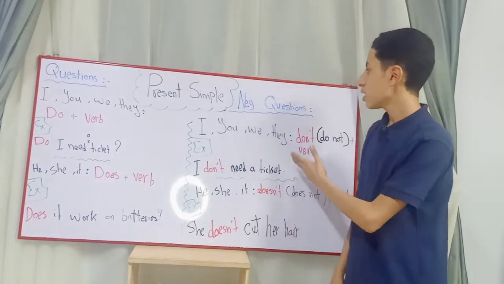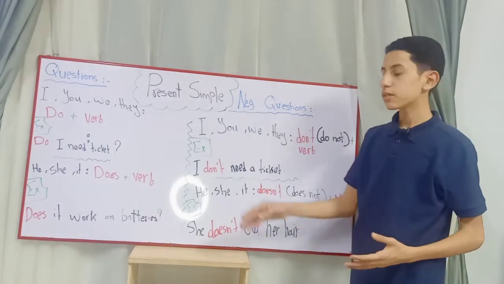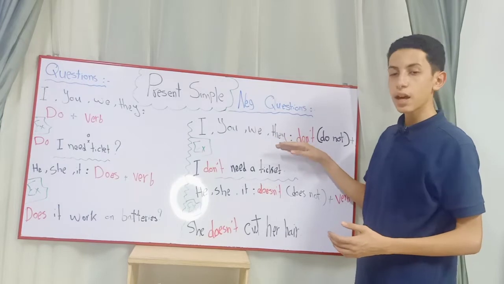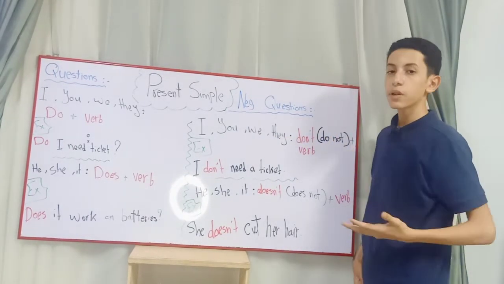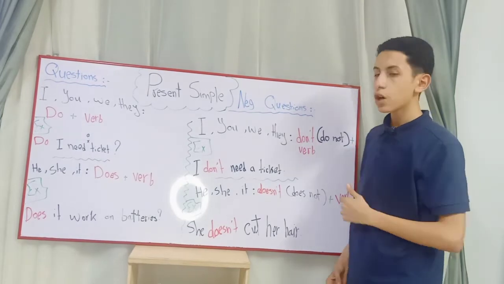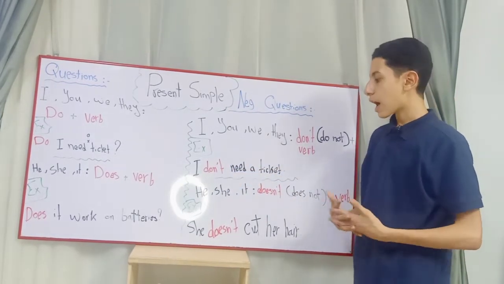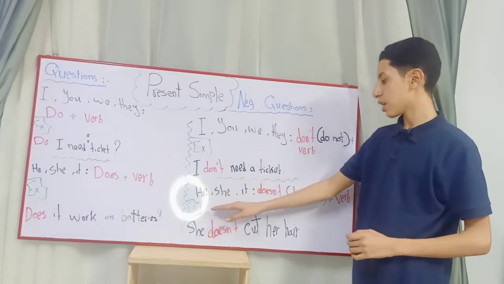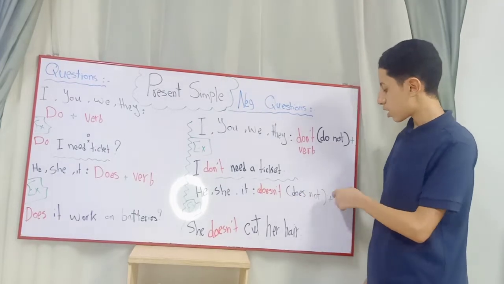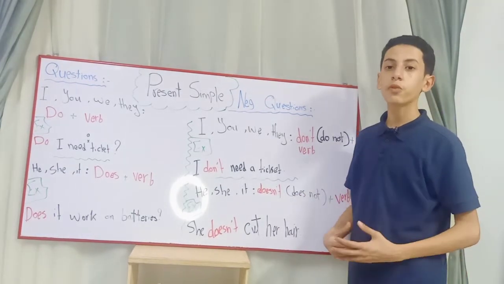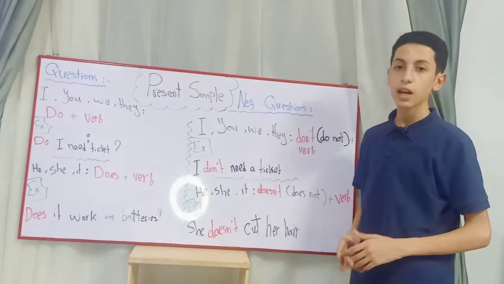And here let's see the negative form. With I, you, we and they, we put don't, which is do not, plus the infinitive form of the verb. For example, I don't need a ticket. And with he, she and it, we put doesn't, which is does not, plus the infinitive form of the verb. For example, she doesn't cut her hair.